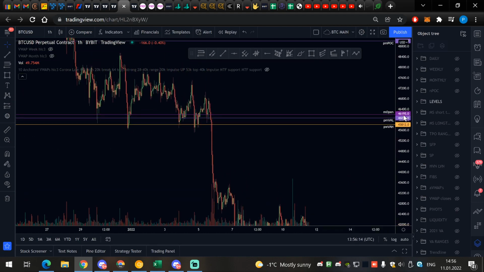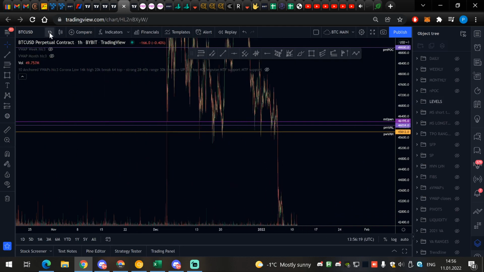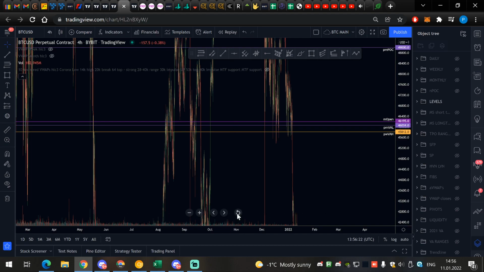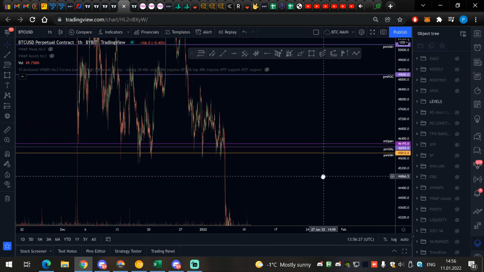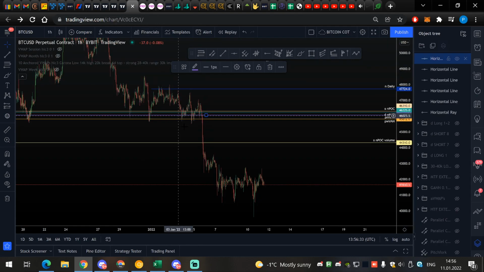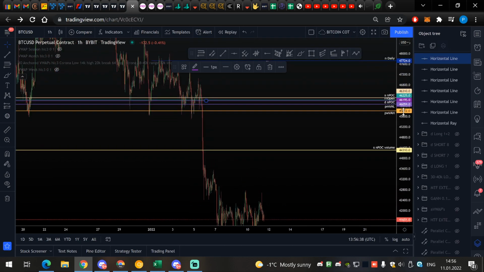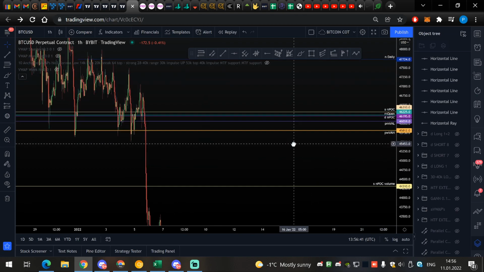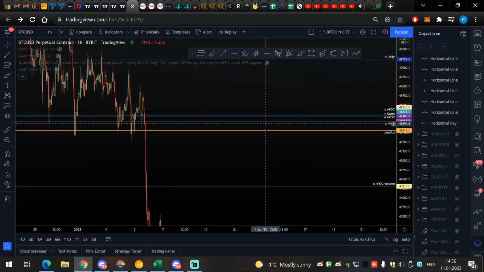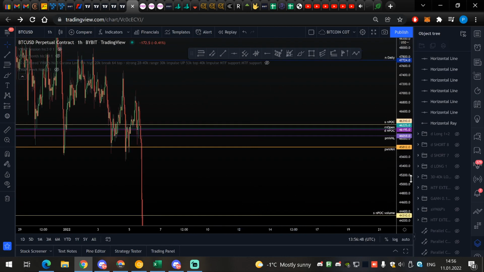Look at these three strong levels together. Wow. What's this? Oh yeah. Wow, crazy. This is the army of levels. I can tell you right now, there is a pretty high chance we get a scalp, at least a scalp, from this area.